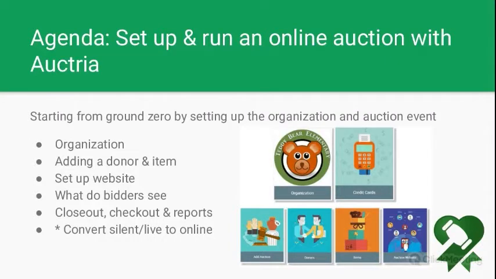So here's the agenda for today. We're going to start from ground zero, setting up the organization and the auction event. So we'll talk about the organization, adding a donor and item, setting up the website, because you're doing an online auction. That's the most important. You want to know what bidders see. We're going to show you how closeout, checkout, and reports look when you're doing an online auction.